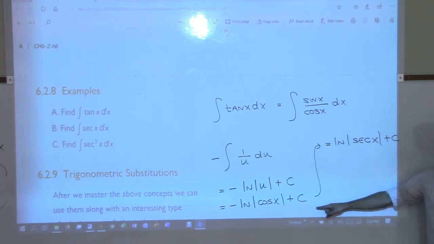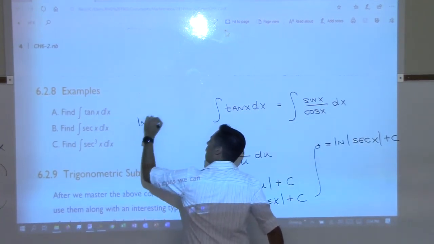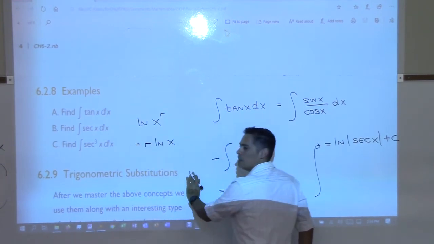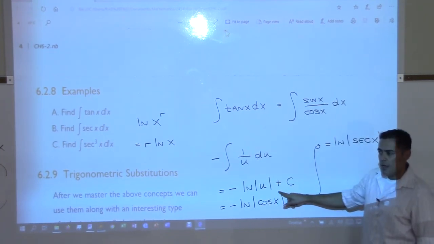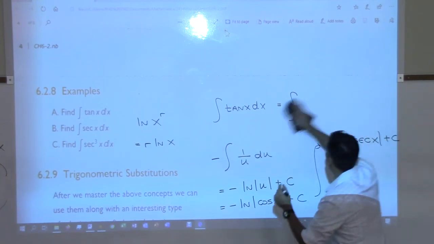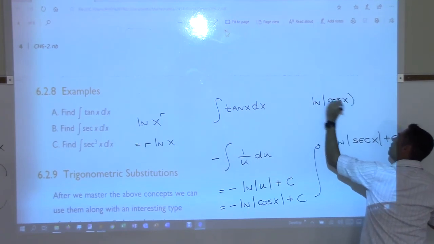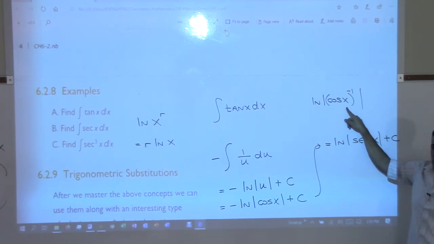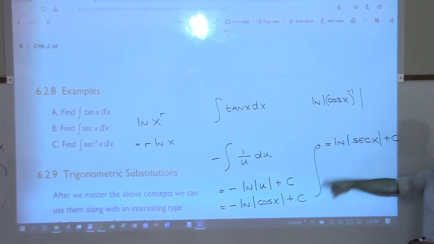Properties of logs, right? Remember, if you have a power, there's a property of logs to this. If you have x to some power r, you can rewrite this as r natural log of x. Well, we can take this negative 1 and push it up here on the cosine. I kind of skipped a step here, but this would become natural log of cosine of x to the negative 1. Not to be confused with the arc cosine. We are raising cosine to the negative 1. That is not the inverse function. It's just 1 over cosine, isn't it? And that's secant. So that's how their formula looks different than ours.